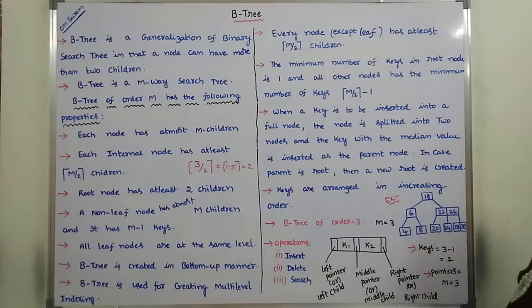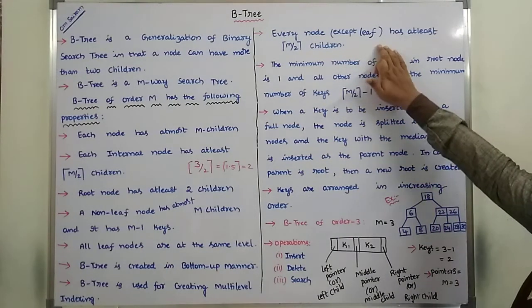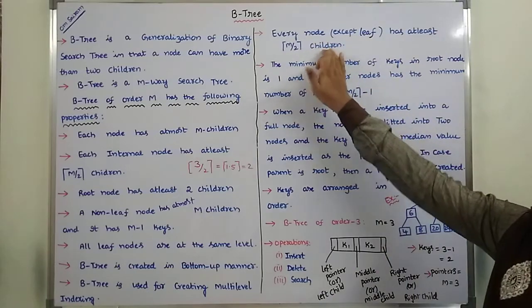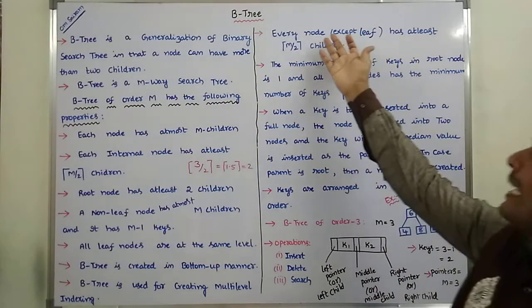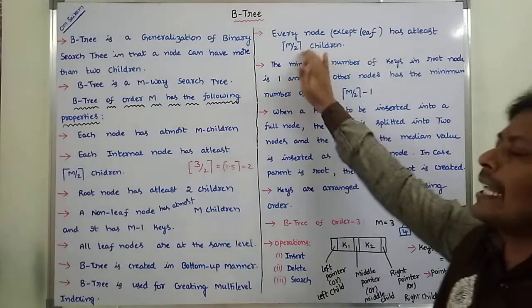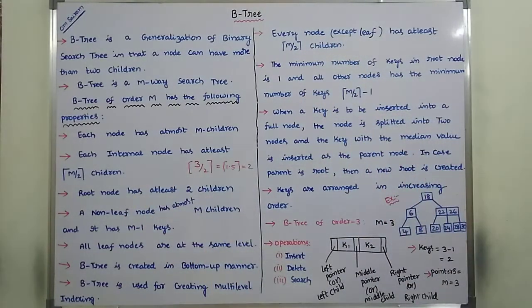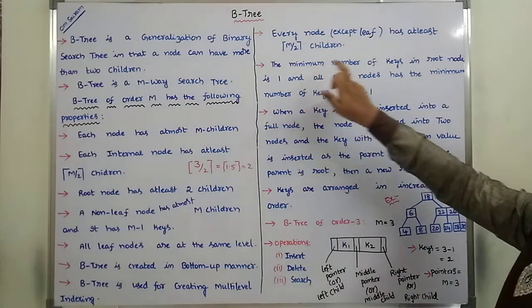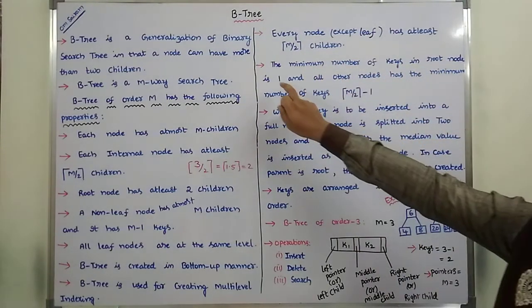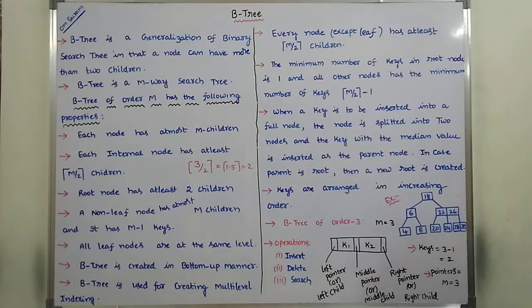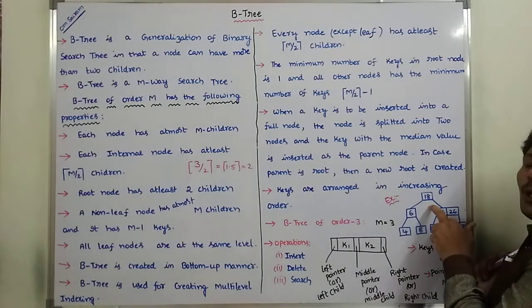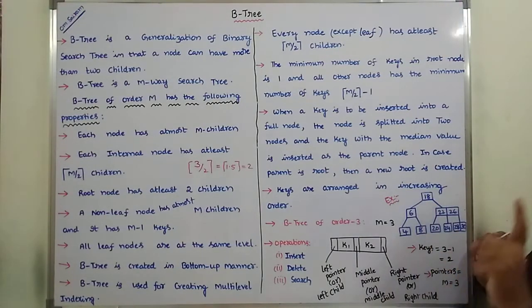Next one, every node except leaf node has at least m by 2 children. This means each internal node has at least m by 2 children. This is already discussed in this point. Next one, the minimum number of keys in the root node is 1. The root node contains at least one key. It may contain more than one key, that means two keys or three keys based on the m value.